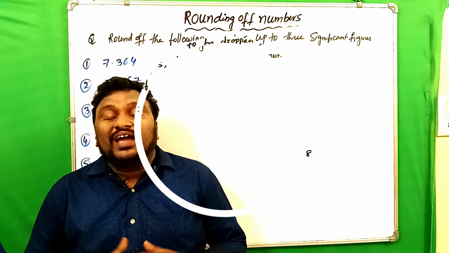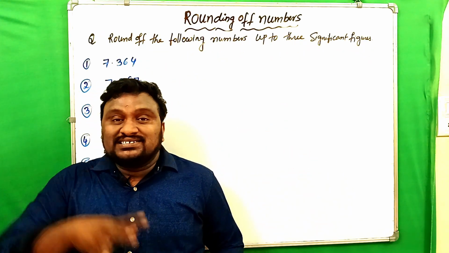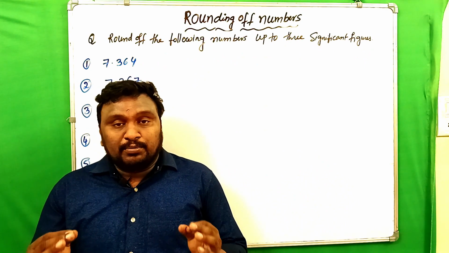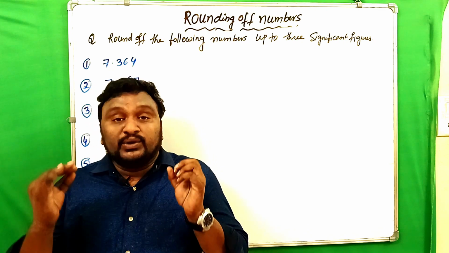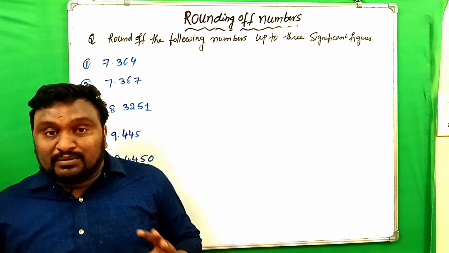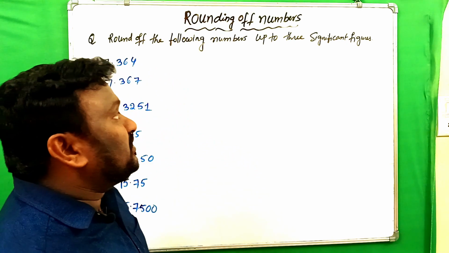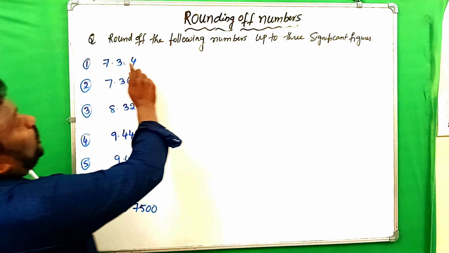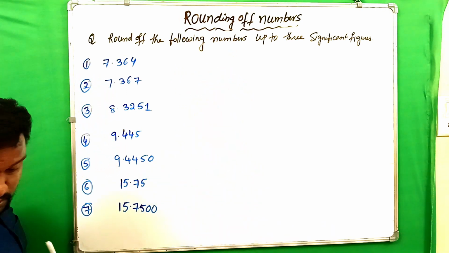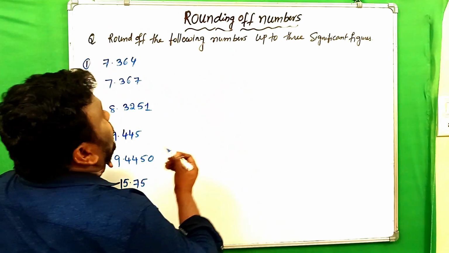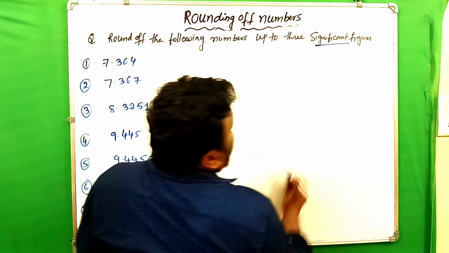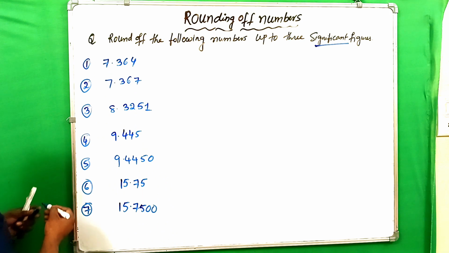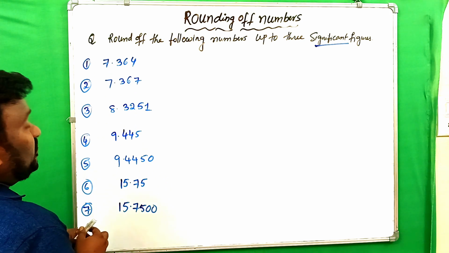Clear? Now we have to discuss some examples related to the rounding of numbers. Up to now we discussed some rules. By using those rules we have to do the rounding of numbers up to the required significant figures. Look here, there is one problem. Round off the following numbers up to 3 significant figures. Some numbers are given, and we have to round them off up to 3 significant figures.